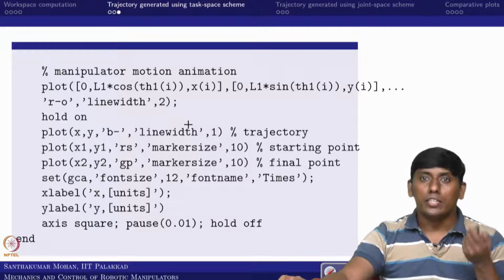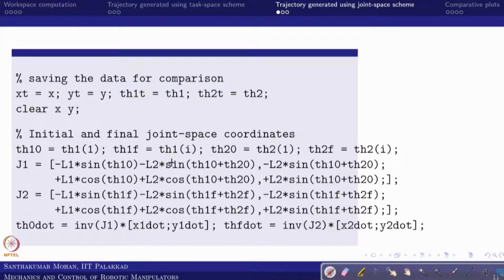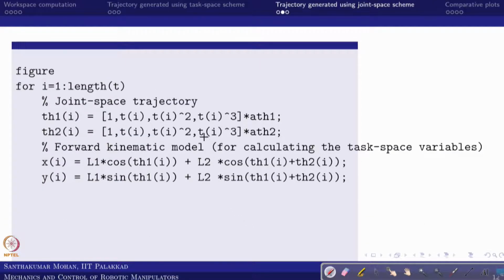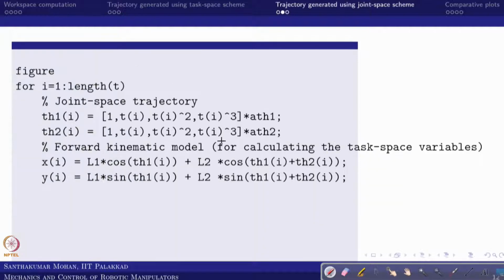The second case, we are trying to save this data. The second case is where we are taking the inverse kinematics, then inverse differential kinematics, where theta 0 dot and theta final dot of individual cases are found. Once these are found, we can generate the trajectory. Once these are all calculated, we can calculate the forward kinematic model just for comparison.